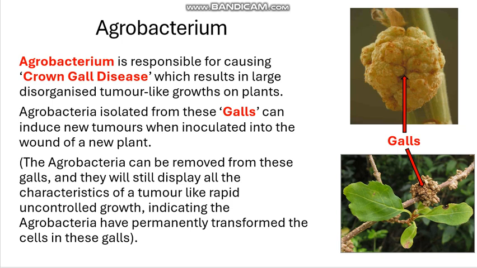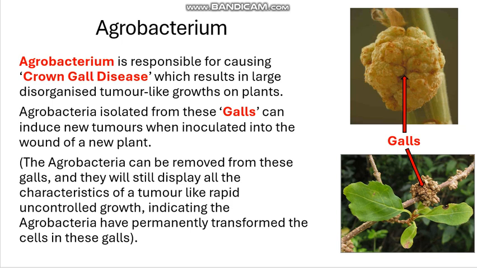Agrobacterium is a type of bacteria responsible for causing crown gall disease, which results in large disorganized tumor-like growths on plants. The images on the right are just plants, and these look like clumps of cells that don't look right. If you know how plants grow, they shouldn't have a bunch of disorganized clumps of cells in the middle of a branch or in the stem. So this is clearly not natural for the plants, and it's been caused by some reason.